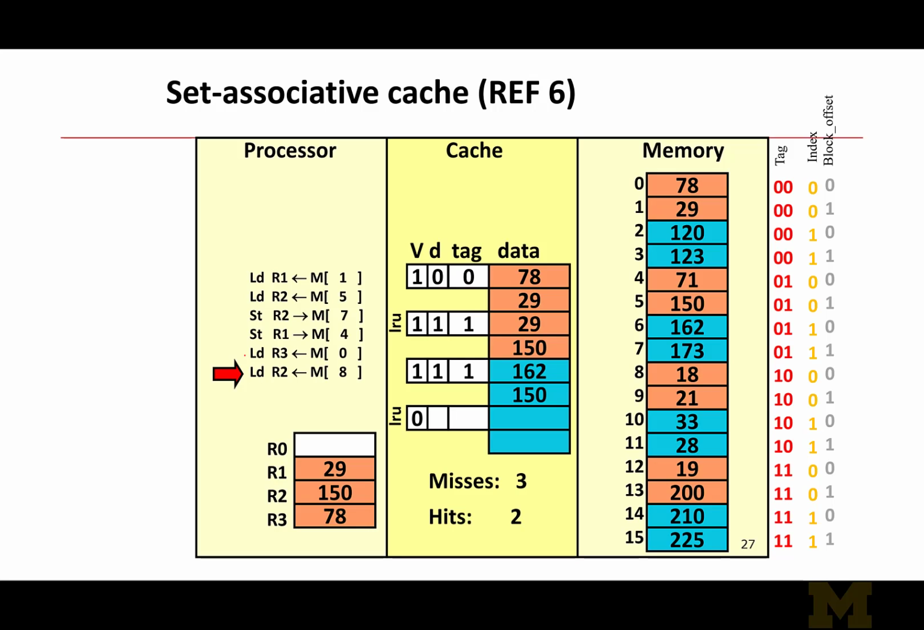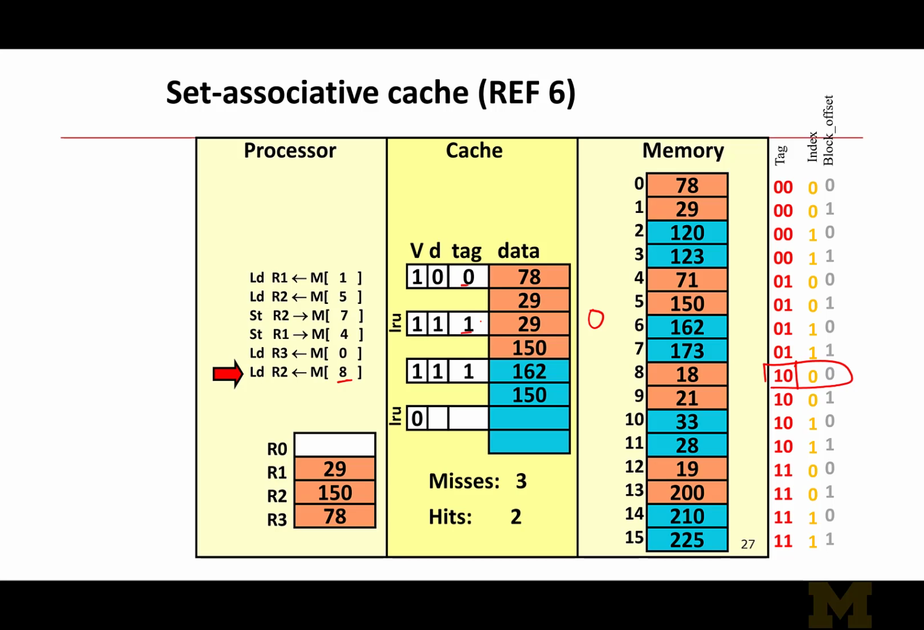And then I finally have the load to the address 8, which is also going to map to the cache set 0. It has a tag of value 10, which in binary stands for a decimal value of 2. Now I'm going to compare that to tags 0 and 1. Neither of them matches, so therefore it is a cache miss.